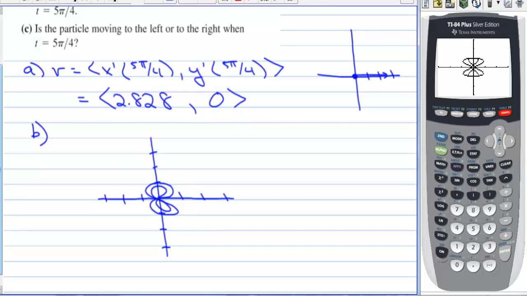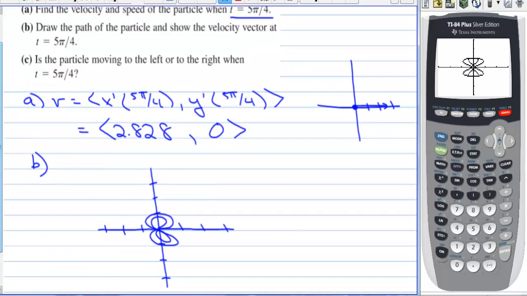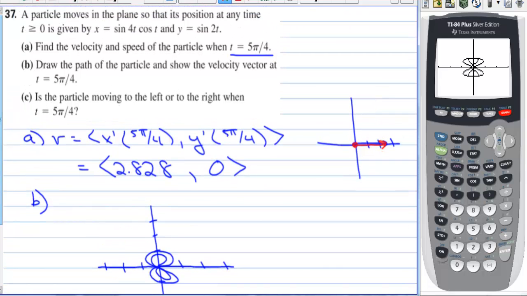Now here's the important part. Why I'm actually showing this problem is more for letter B right here. Draw the path of the particle, did that, and show the velocity vector at t equals 5 pi over 4. So we're going to show this vector, but we're not going to put it on the x-axis like it should be. We're going to start it where the particle is at 5 pi over 4. Let's go back up to the original and find out, well, where is that point? And I'm not going to use chevrons because I'm finding out where the particle is at 5 pi over 4.